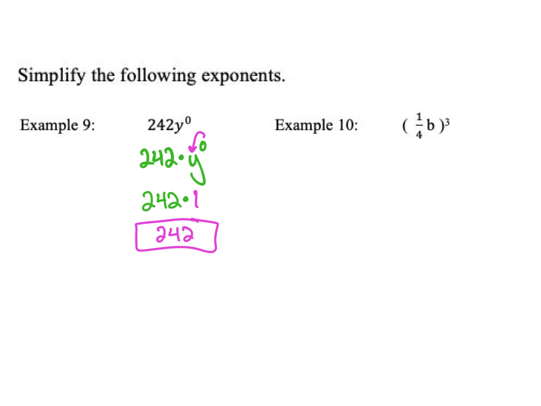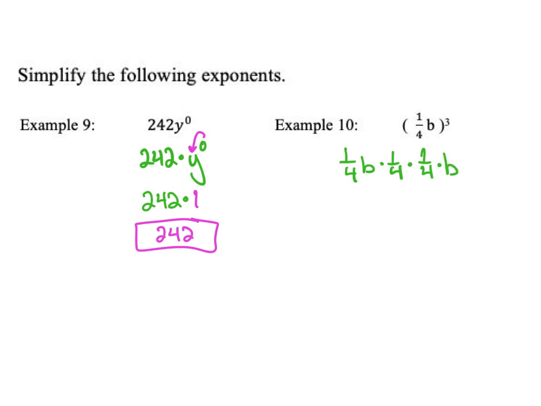All right, example number 10. Notice how we have 1/4 b, all of that being raised to the 3rd power. So that means 1/4 b, I have 3 of those. Let's write that down. So we're going to have 1/4 b times 1/4 b times 1/4 b.